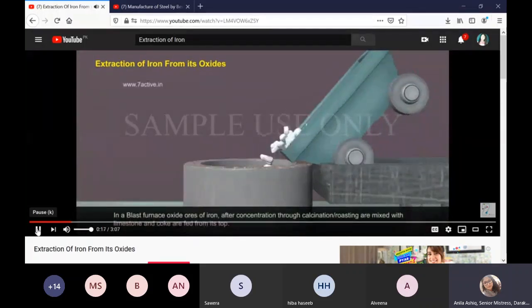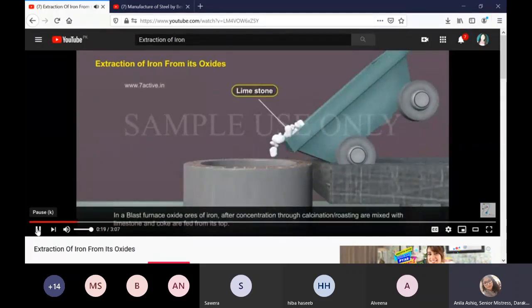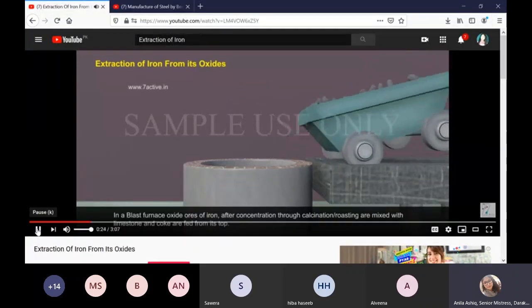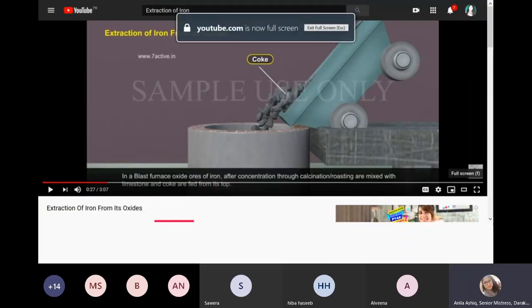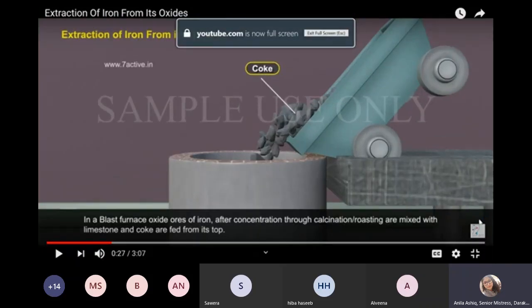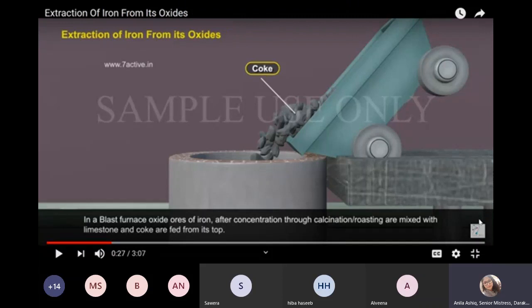In a blast furnace, oxide ores of iron, after concentration through calcination or roasting, are mixed with limestone and coke, and are fed from its top. What is this process? And do we do this process with every ore? If yes, then why do we do that?